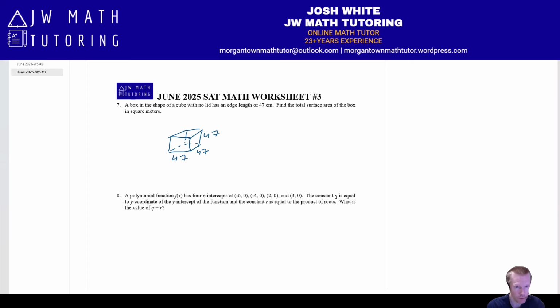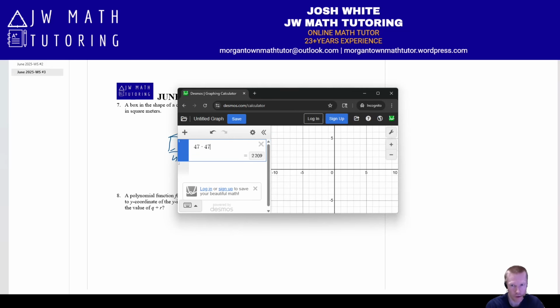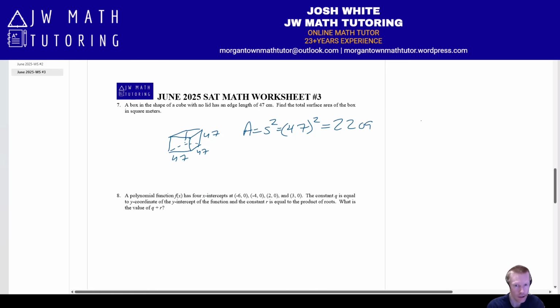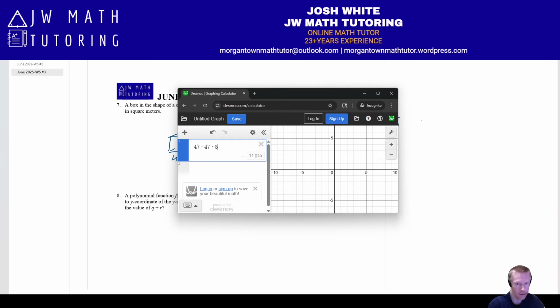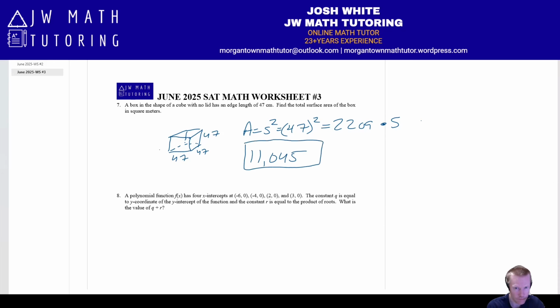So obviously the area for one side is just going to be s squared, or 47 squared. And that's just going to be 2209. And then we just have to multiply that by 5, since this box only has 5 faces, because again there's no top, there's no lid. So we just take this times 5. The correct answer would be 11,045 square centimeters. Of course, we don't need to enter the unit, so 11,045 is what you would grid in, and we can move on to the next question.